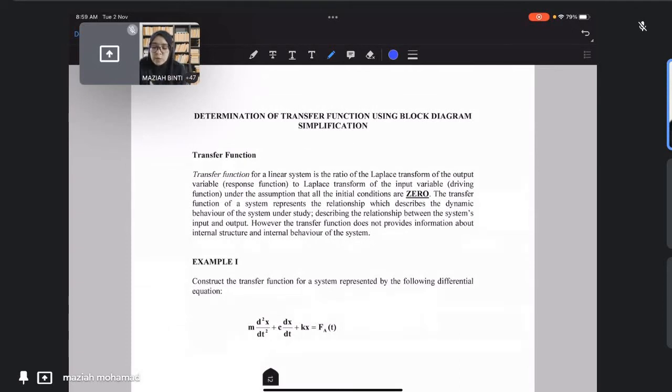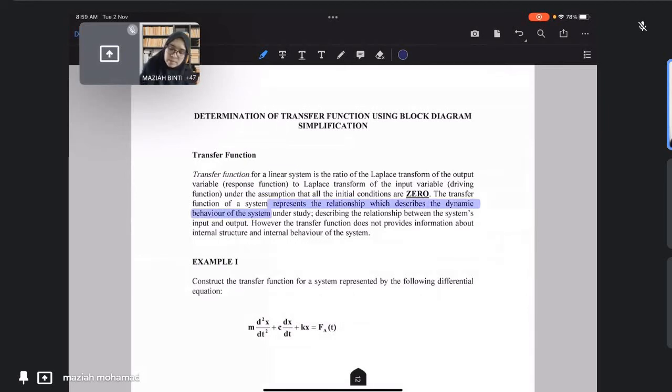We also use the transfer function to describe the relationship between the system input and output. First we describe the dynamic behavior, and then we use that to discuss the relationship between the input and output. So we can see how the system changes when we apply the input, and then we will be able to see the behavior in terms of output.